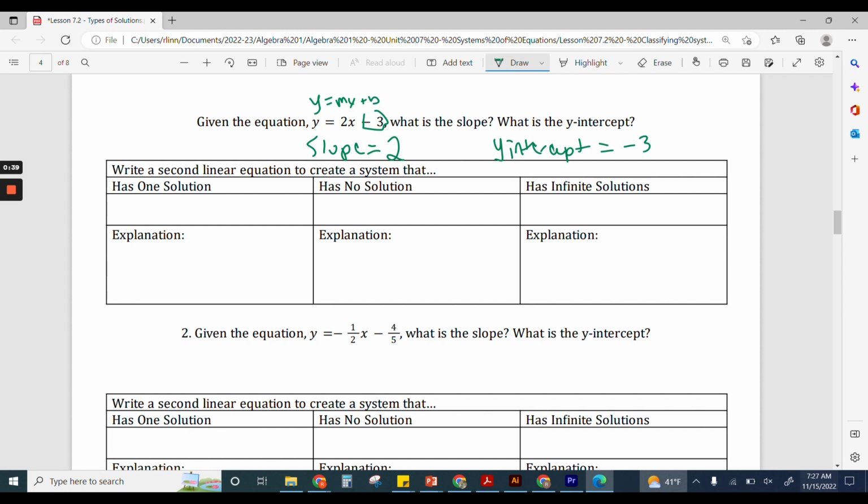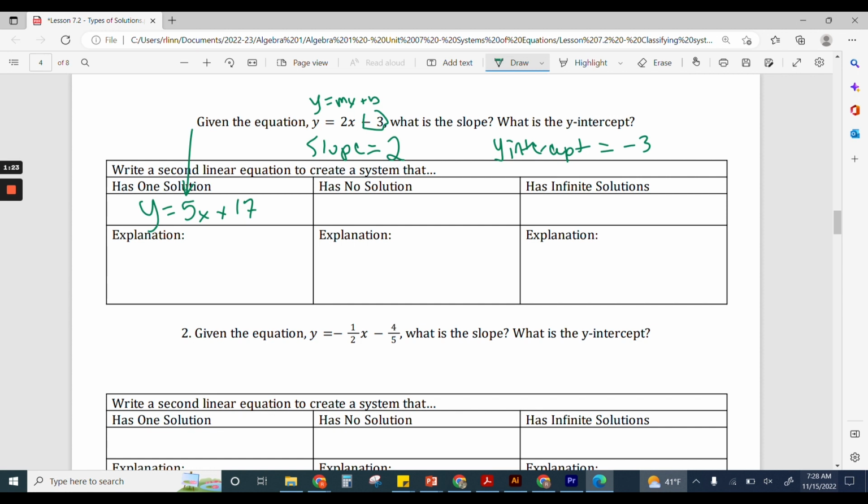Now the next thing that I need to do is write a second linear equation to create a system, so to create two equations with the same variables that has one solution. If it has one solution, I remember from my notes before that systems of equations that have one solution are lines that have different slopes. So I just need to write any line that has a slope that's not 2. So I could say y equals 5x plus 17. Literally any linear equation that has a slope that's not 2.